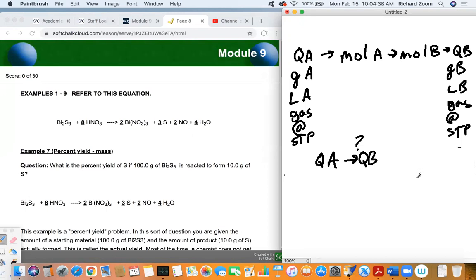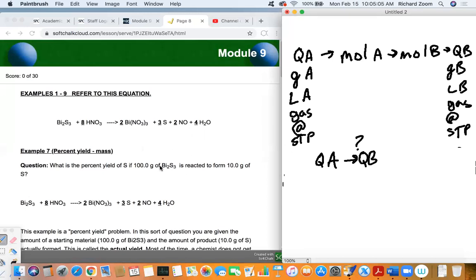So what we're going to do here is determine how we get a theoretical yield, how much we're supposed to get. And then how much we actually got is given to us in the problem. So if you look at the wording here, what is the percent yield of sulfur? Well, look at what sulfur is here. Sulfur's a product. What's the percent yield of sulfur? We're always being asked about a product when we're asking about percent yield.